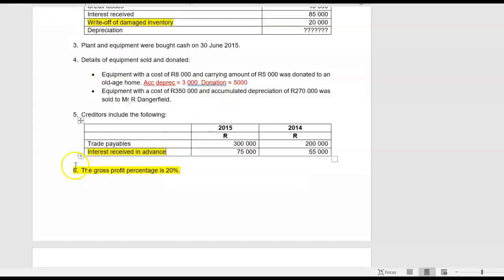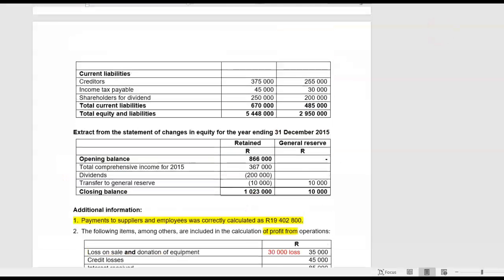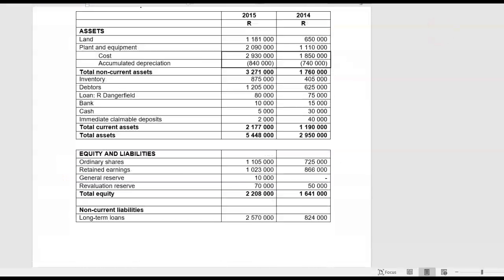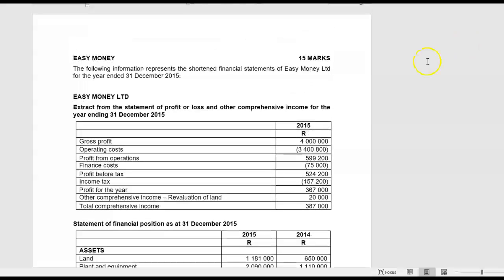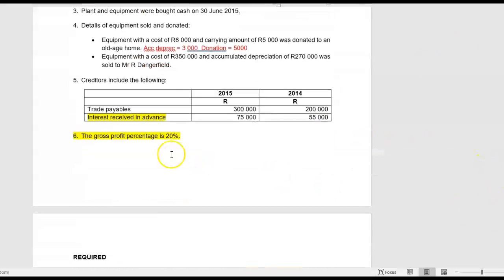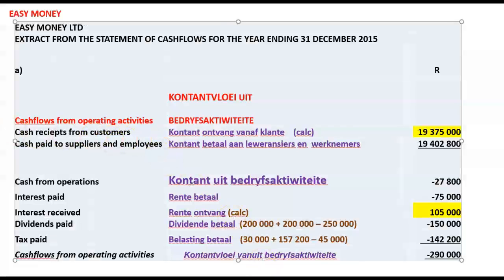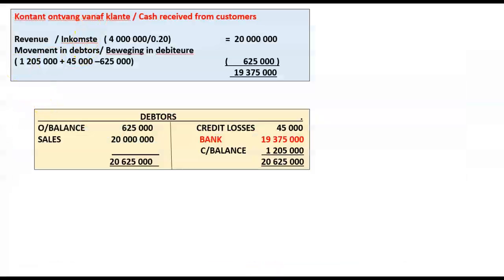Watch out for that one. The gross profit percentage equals 20%. So let's quickly start then with cash received from customers, and for that we're going to need our revenue figure, which is going to be our 4,000 gross profit divided by our gross profit percentage, which is 20%, and that will give us in actual fact 20 million. 4 million divided by 20% gives us a revenue figure of 20 million.